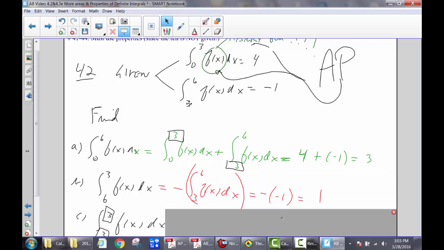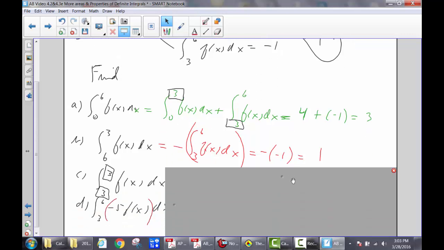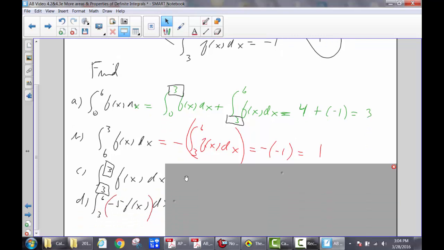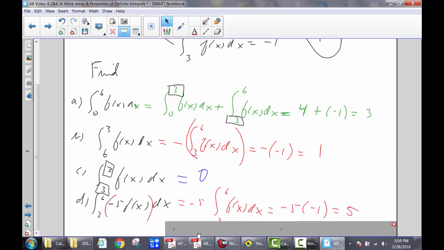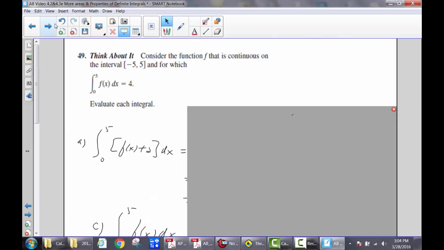6 to 3 means you're just going to take 3 to 6 and flip it, and therefore you have to put a negative in front, so it's going to be negative, negative 1, which is 1. 3 to 3, you don't even need any givens. If the limits of integration are the same, the answer is 0. And 3 to 6 of negative 5 f of x, you're just going to pull out the negative 5. And of course, they told us up on top that the integral from 3 to 6 was negative 1.